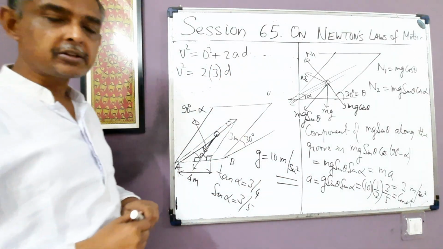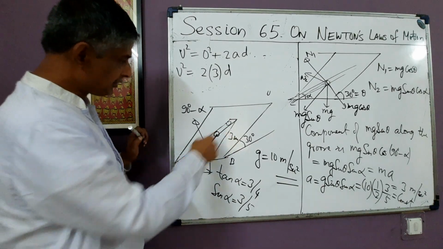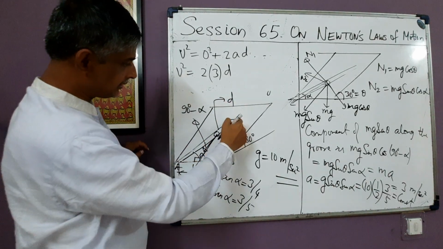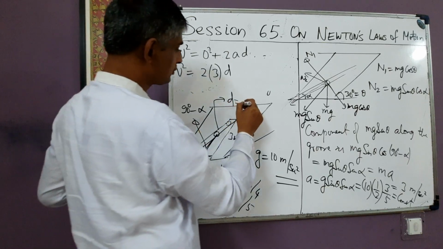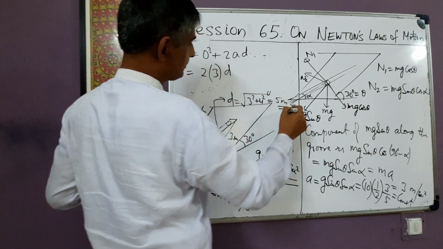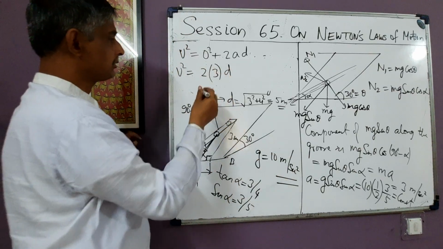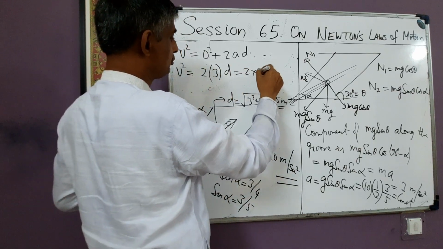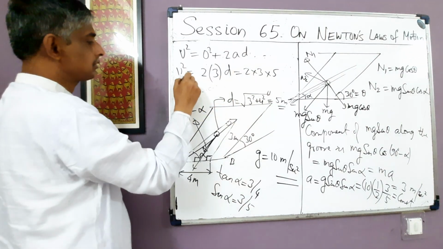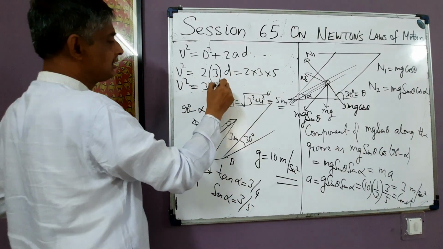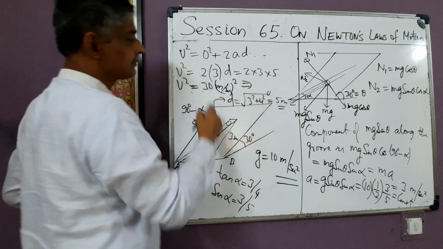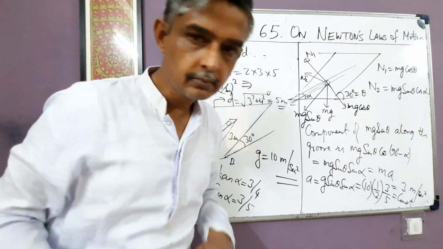d is the net displacement of the particle when it moves from here to here, which is simply this distance. You can see from the right angle triangle, this is 3, this is 4. So d becomes root of 3 square plus 4 square, that is simply 5 meters. This d I substitute here. So 2 into 3 into 5, 6 into 5, 30. So v square becomes 30 meter per second whole square. So v becomes the square root of this quantity.